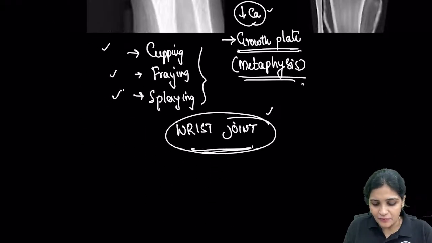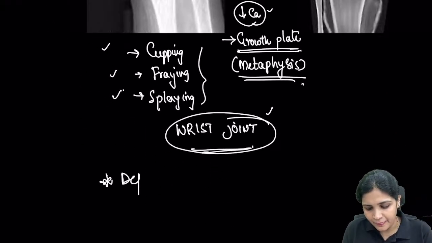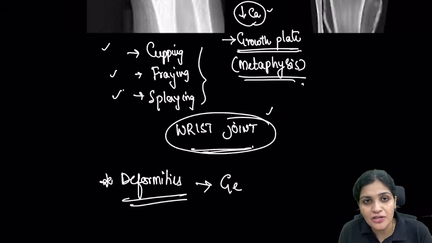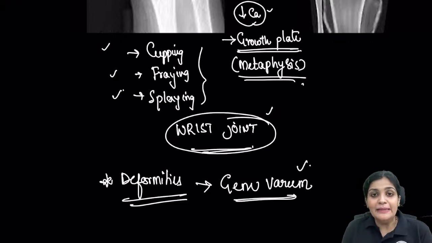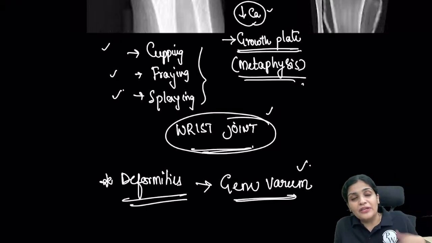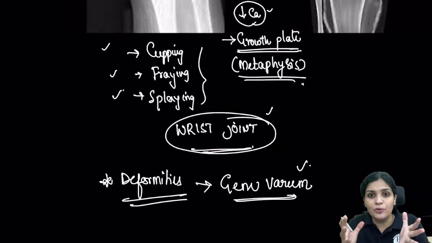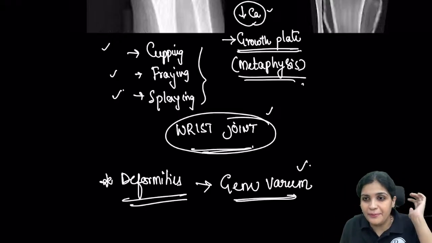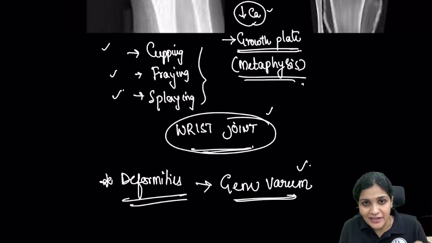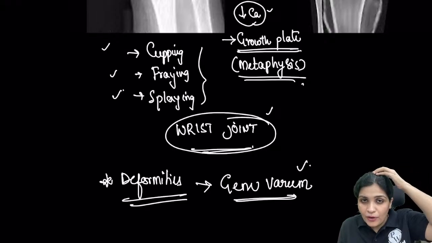And what is the one more thing which we see in rickets? The deformities, right? What is that important deformity? Genu varum. And rickets depends upon the age group. If it is an infant who is having rickets, you see the ping pong ball appearance in case of infants. And then as they grow up, you see there is a delayed closure of the fontanelles.